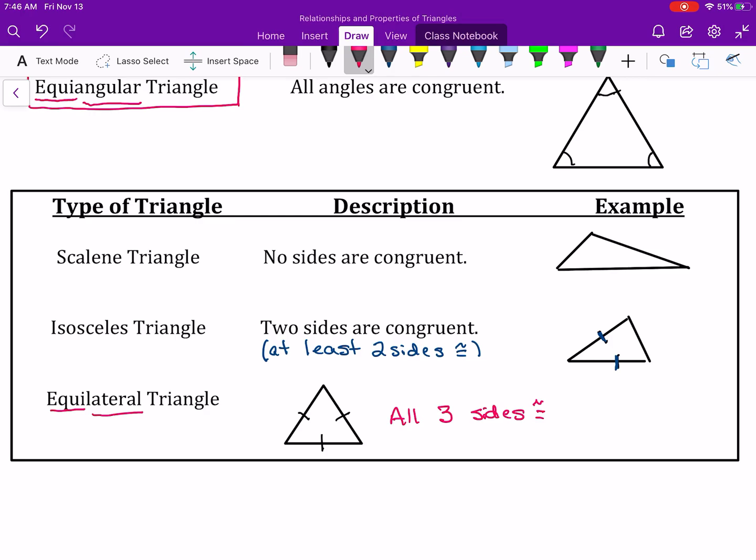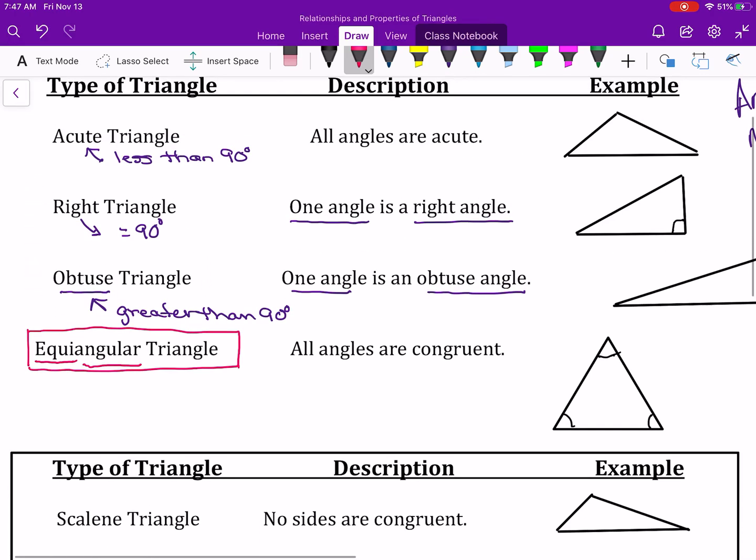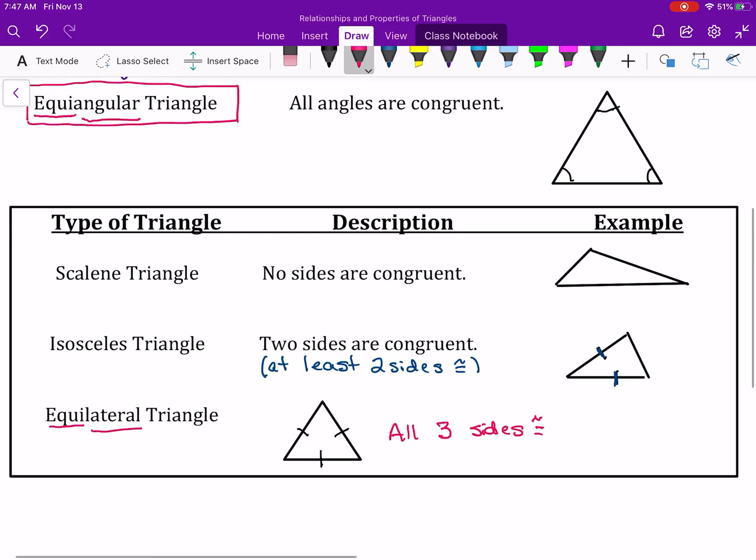In one part of today's assignment, it's a Delta Math assignment, I'm going to have you look at pictures, and you will pick one name from the angle measure and one name from the side measure, just to practice the names and make sure that you have them.